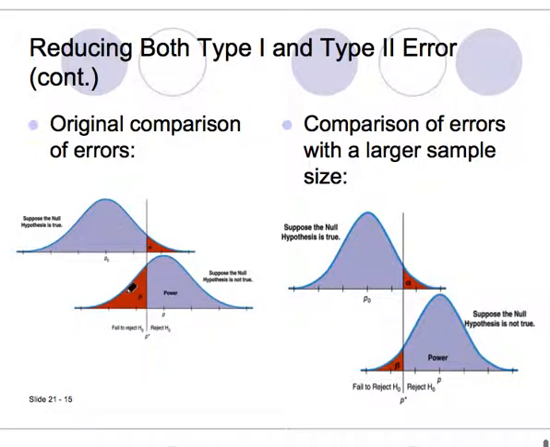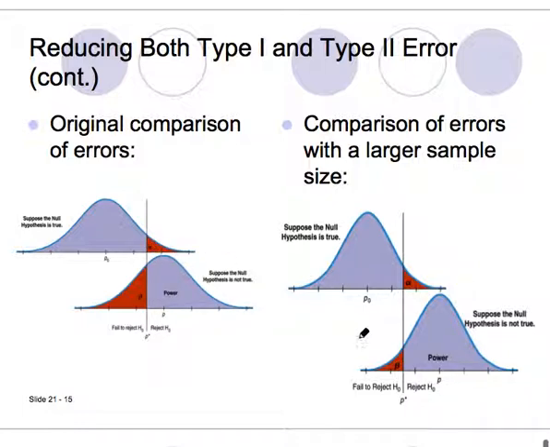So here's the original comparison of errors. It says suppose the null hypothesis is not true, and this one is suppose the null hypothesis is true. If we suppose the null hypothesis is not true, then what we're looking at is power. And this in the tail is where beta is, because we either reject the null hypothesis or we fail to reject. So you see that there's more power, beta is bigger, and the alpha is smaller.